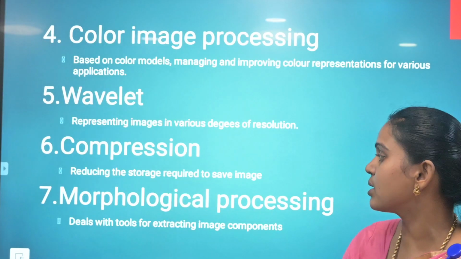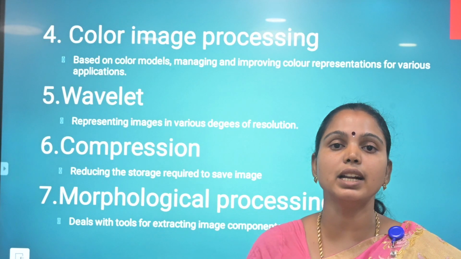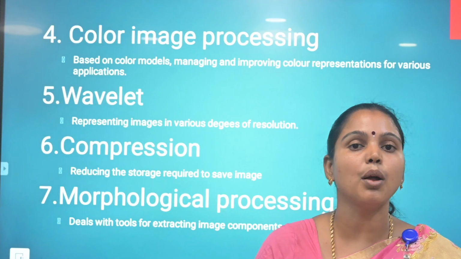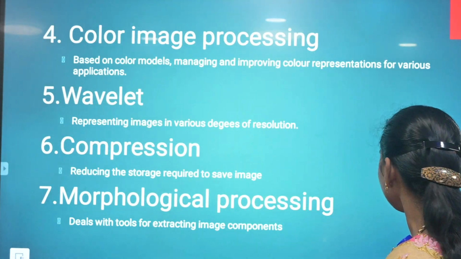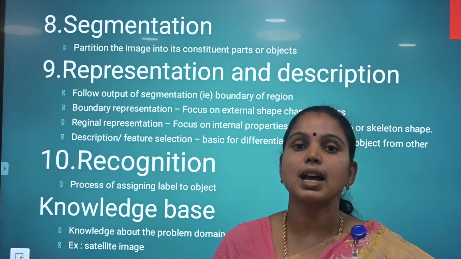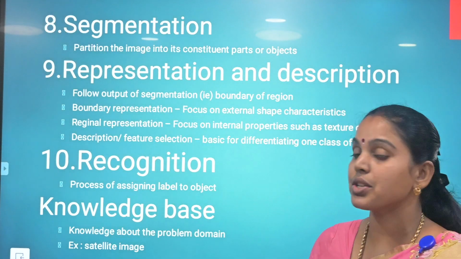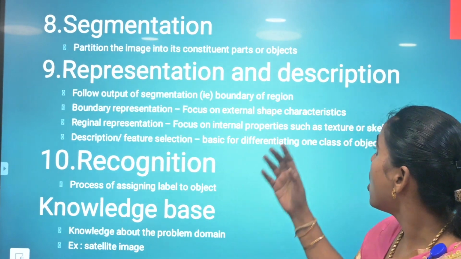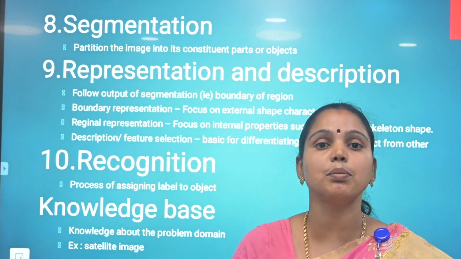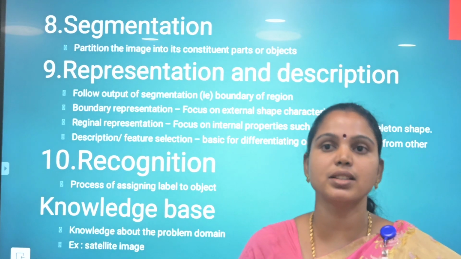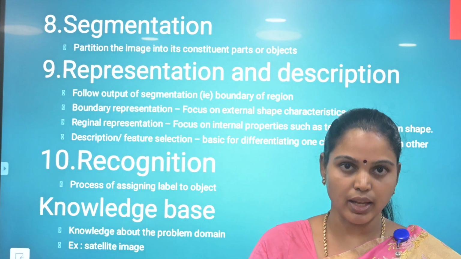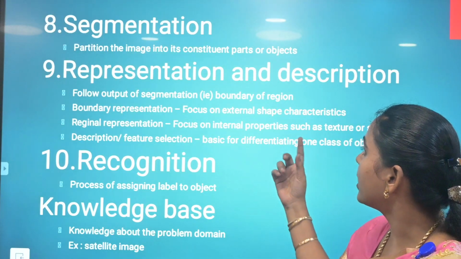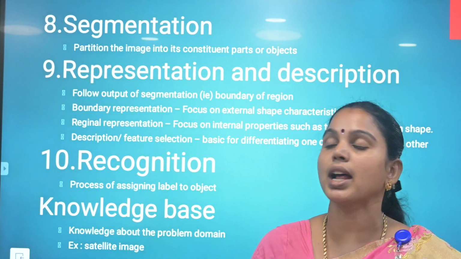And the next one is morphological processing, that deals with the tools used to extract some features from the image. And the next one is segmentation. Segmentation means partitioning the image into objects as well as into constituent parts. If there is an image, we have to extract some of the objects, that is referred to as segmentation. And the next one is representation and description.